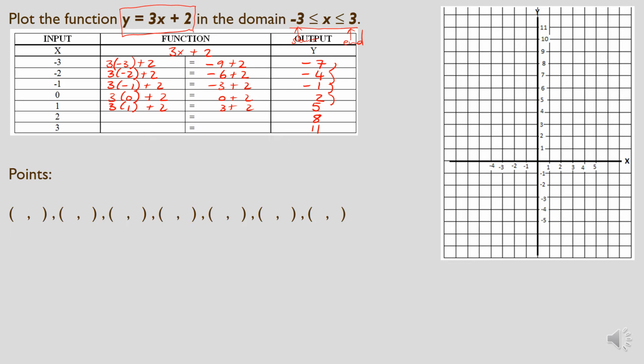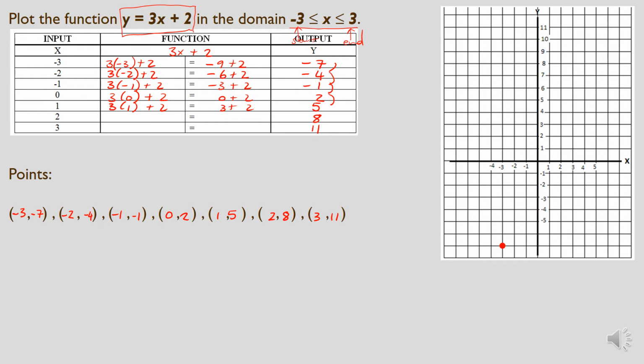Okay, now what are the points coming out of this table? What are the couples? We'll have -3 was the input, the output was -7. When we had -2, the output was -4. -1, the output was -1. We have 0, 1, 2, 3 as our inputs, and we have 2, 5, 8 and 11 as our outputs. Okay, so we have 1, 2, 3, 4, 5, 6, 7 points for the graph. Okay, and here we are plotting them.